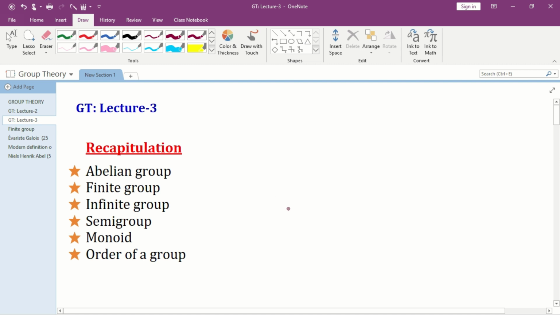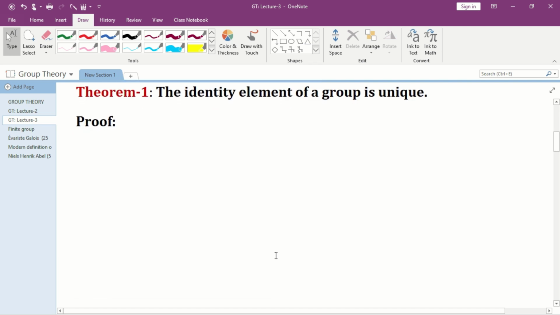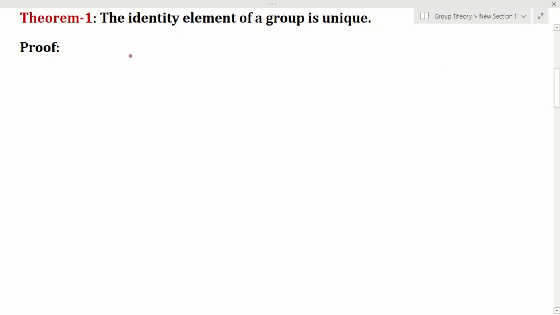Answers to these questions are given in the form of properties of groups. We shall consider elementary properties of groups. The first one is, the identity element of a group is unique, or you can state this as, in a group there is only one identity element. So before giving the proof, we shall consider an example.